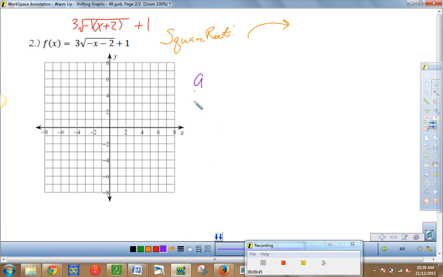Alright. What's your A, B, H, K? What's my A? 3. What does that do to my graph? Makes it bigger. What do you mean by that? Does it pull it up or push it down? Pull it up. Put it up.